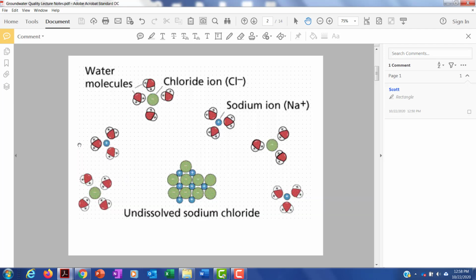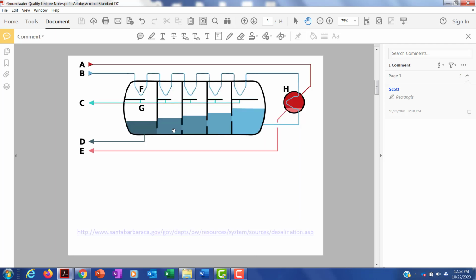This is also a repeat slide, a kind of cartoon model of when you take salt, sodium chloride, and put it in water. The negatively charged chlorides break apart and get surrounded by those little plus parts of the water molecule, and the positively charged sodium takes off and gets surrounded by the negatively charged parts of the molecule. This is all refresher, and this is how an inorganic chemical salt dissolves in water. The significance of that is that it's really hard to remove them.